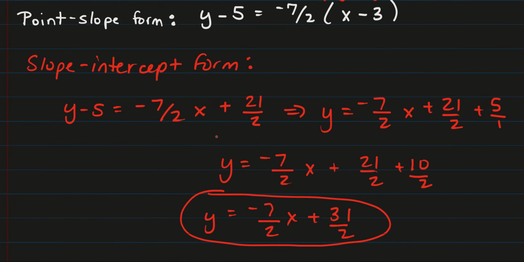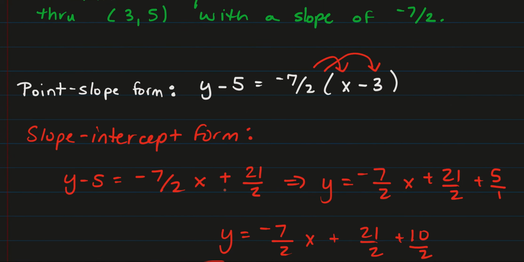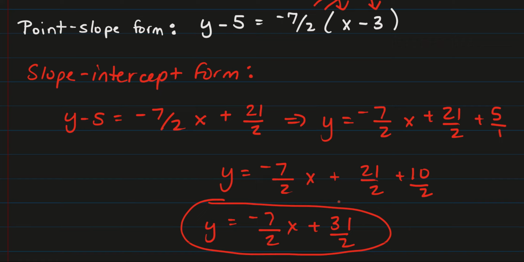So depending on what your homework says, it might ask you for the point slope form or the slope-intercept form or just the equation of the line. And either one of these would be fine if it was just the equation. But if you want slope-intercept form, you should write it like this.